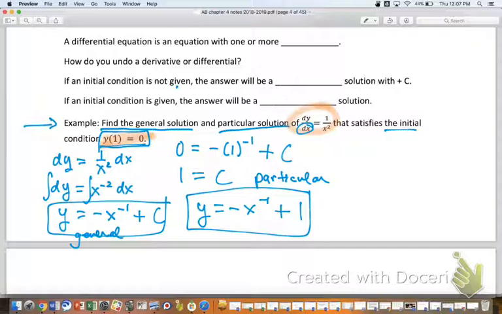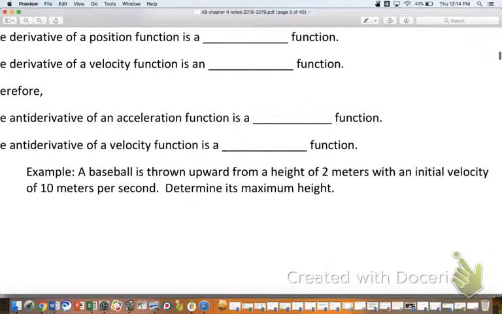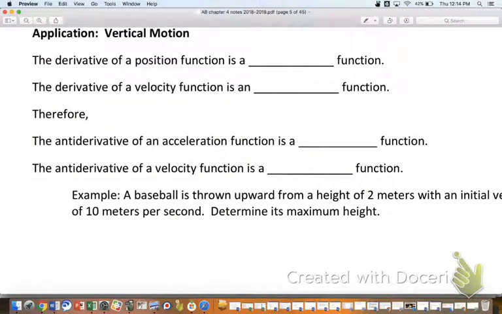Anybody else? Okay, this won't take very long. Let's see if we can fill in these blanks. This will literally take us 20 seconds because most of this is review. This will lead us nicely into tomorrow. The derivative of a position function is a velocity function, all right? And the derivative of a velocity function is an acceleration function. And so if an antiderivative really is the reversal of a derivative, then the antiderivative of an acceleration function is a velocity function, and the antiderivative of a velocity function is a position function.